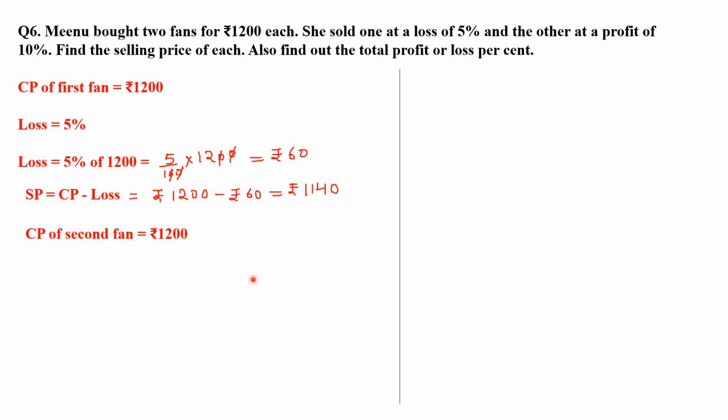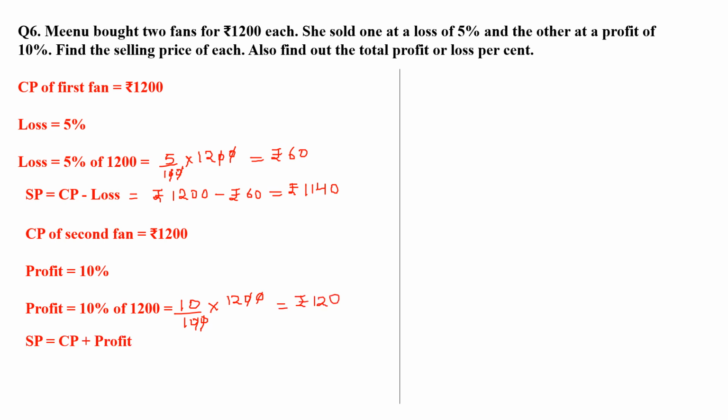Now the cost price of the second fan is also 1200 rupees, but there is a profit of 10%. So how to find the profit amount? It will be 10% of 1200 rupees, and from here if you calculate it will be 10 by 100 into 1200, and if you simplify it you will get that profit is 120 rupees.